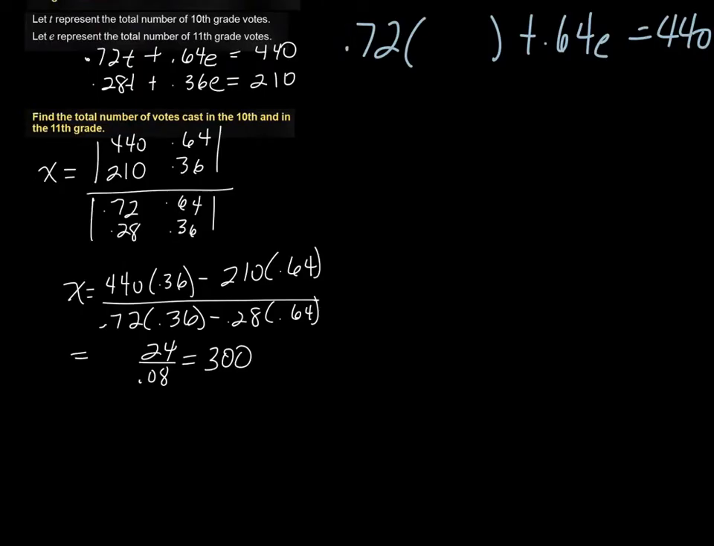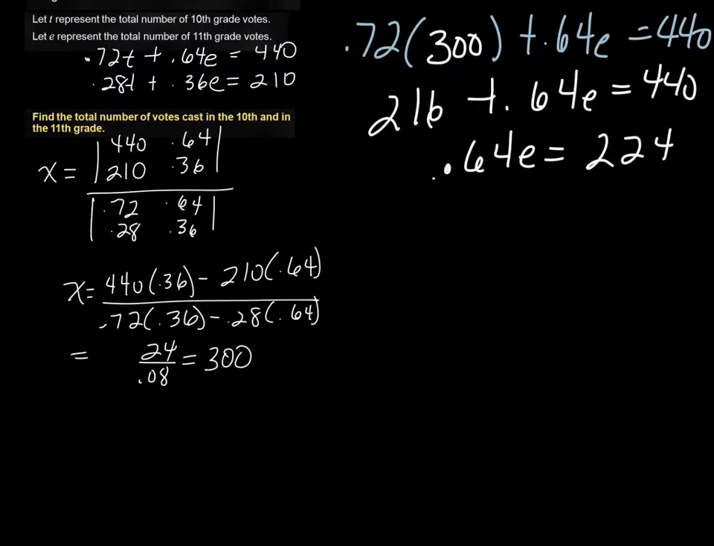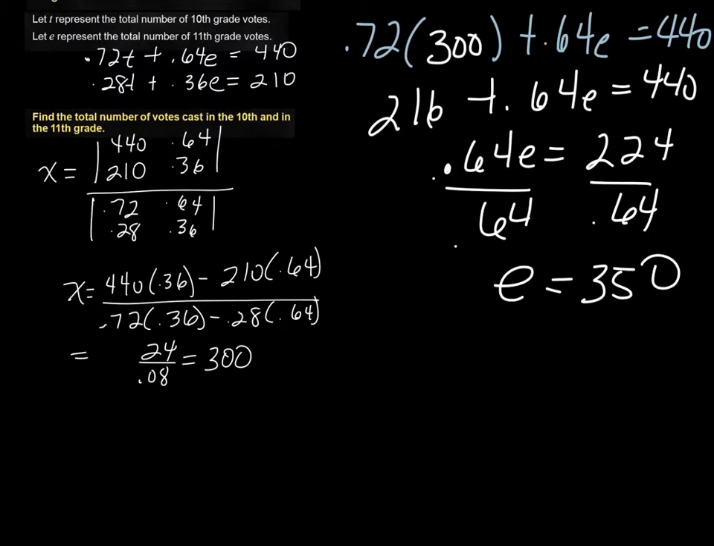At this point, I could live with finding E, or Y, whatever we're going to call it, by substituting into our equations and just solving. It seems faster to me. Divide both sides by 6400ths, and I get E is 350. I don't know, might have been about the same amount of work either way.